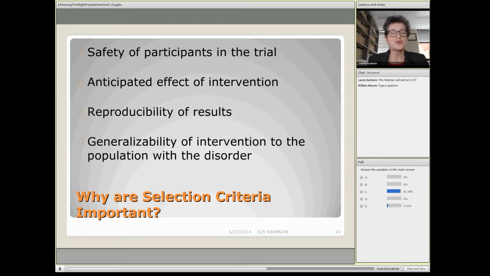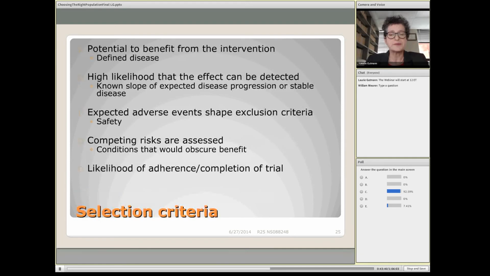And what I'd like to do is capture some of the points from Will's discussion and review a few more factors important to selection criteria, and also apply them to a different disease. So why are selection criteria important? Again, just to reiterate a few points: the safety of the participants in the trial, and also to look at the anticipated effect of intervention to match your population selected, and then for reproducibility of the results and generalizability of the intervention to a population with the disorder. And Will's touched on a lot of these already, but we'll look at them in a slightly different way, and in a little bit more detail as well.